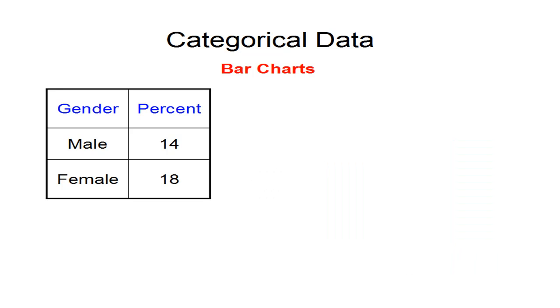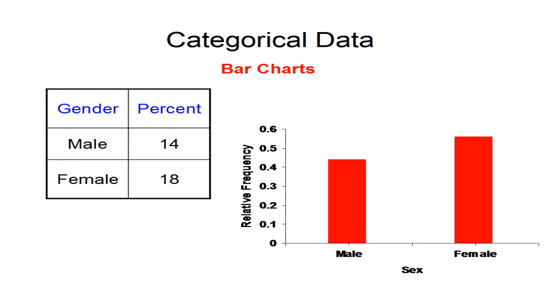Now, we could look at these bar charts also in terms of our relative frequency. Notice on the y-axis, we have from 0 to 0.6. Again, we have our bars for males and females, and again, they're not touching each other.